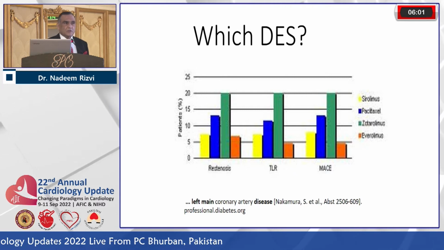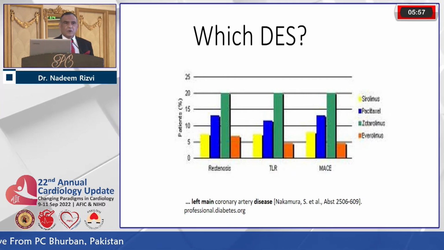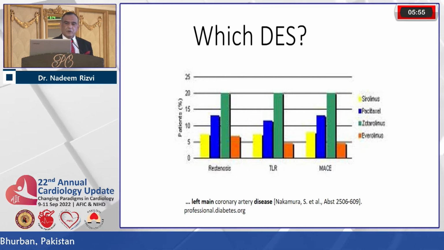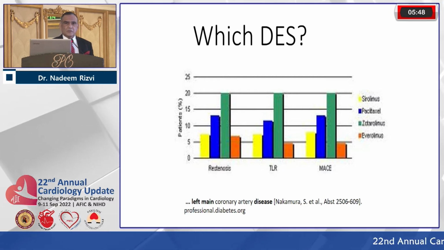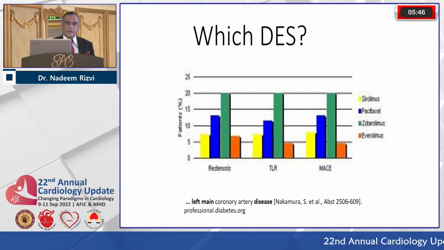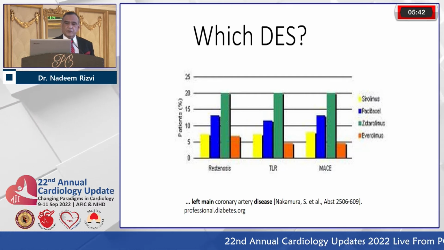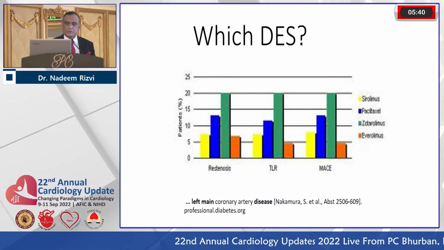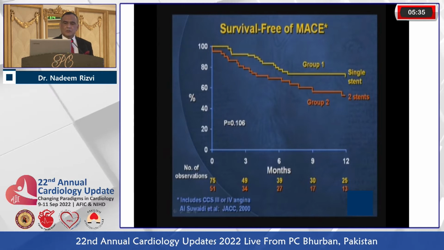Okay, which DES? This is an old slide, 2006, I think, or 2007. And not all drugs are the same. The everolimus and the sirolimus have the least of the MACE and restenosis. So this is again a controversial slide. I think this was an abstract, but this did actually play out later in some of the trials, the Taxus trials, where zotarolimus and paclitaxel was used. Okay, these are the three.